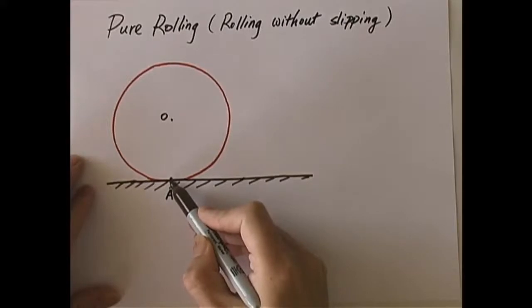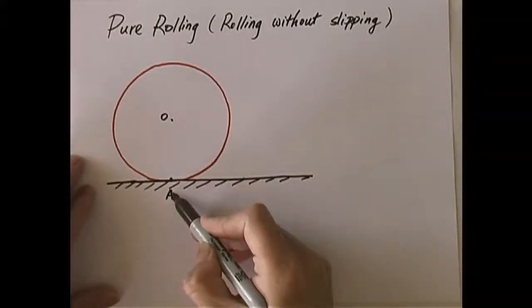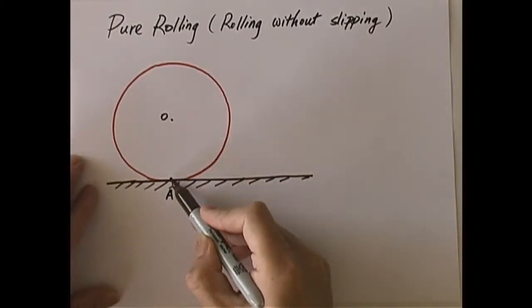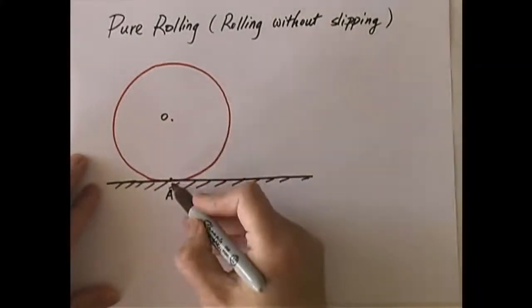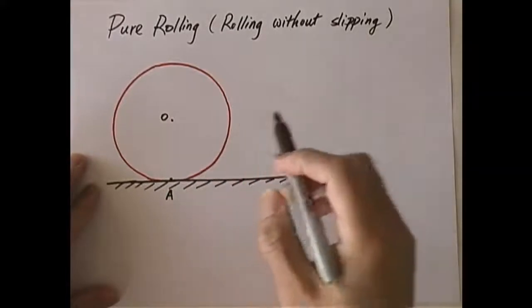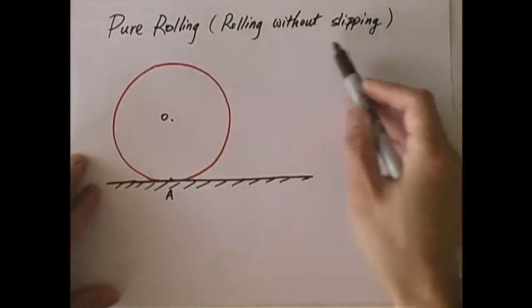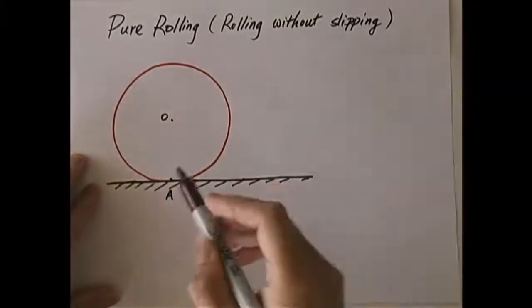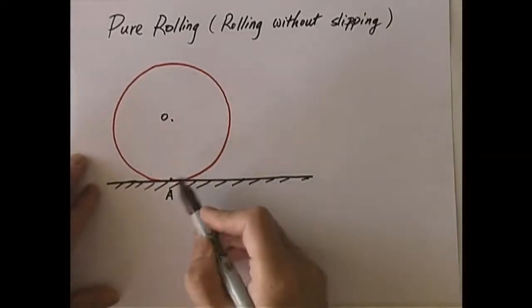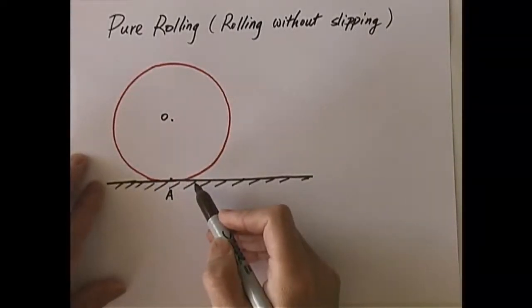So the contact point A between the tire and the ground is momentarily at rest, right? The entire tire is rotating about this point. This point does not slide forward or backward. This is the case of pure rolling, or rolling without slipping. When I say slipping, I mean the contact point between the rolling object and the ground. Let's look at some special features of pure rolling.